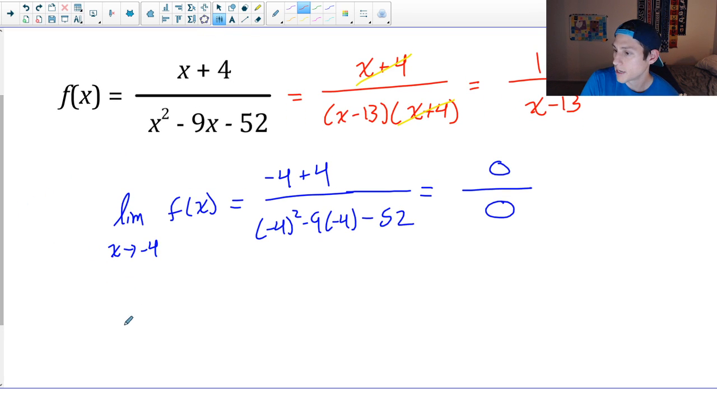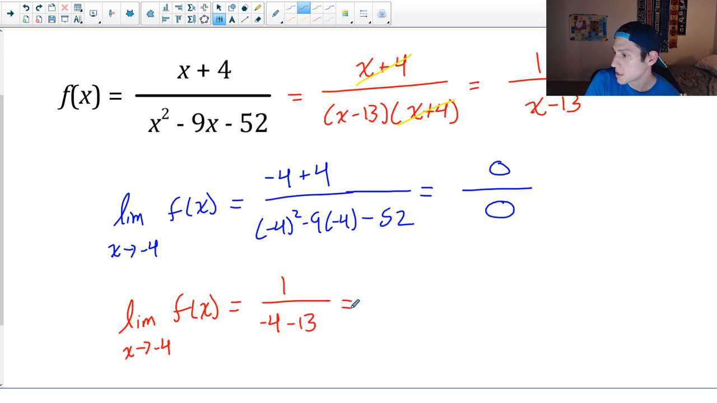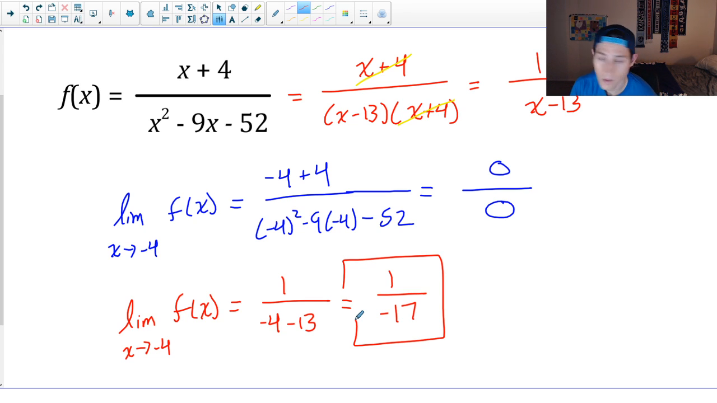Okay, so now let me try to do the limit. So the limit as x approaches negative 4 of, now I know that this expression simplifies into 1 over x minus 13. So 1 over negative 4 minus 13. So negative 1/17. So there's the value.